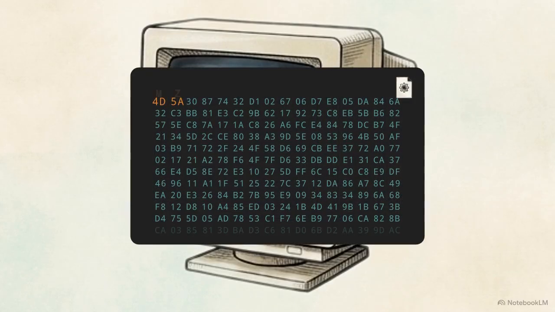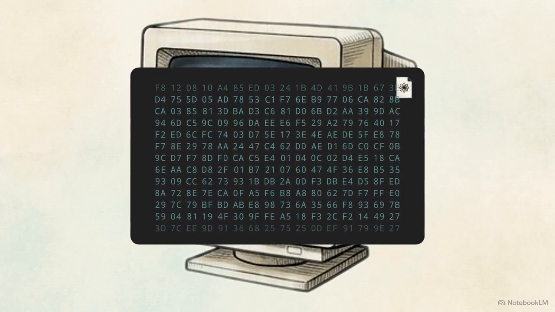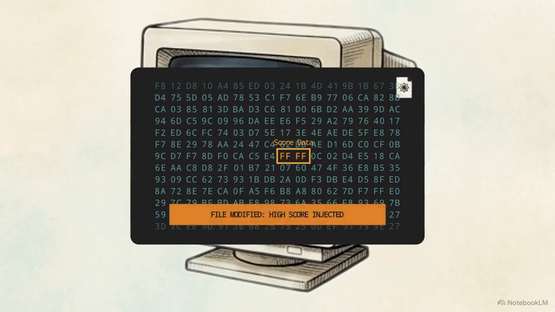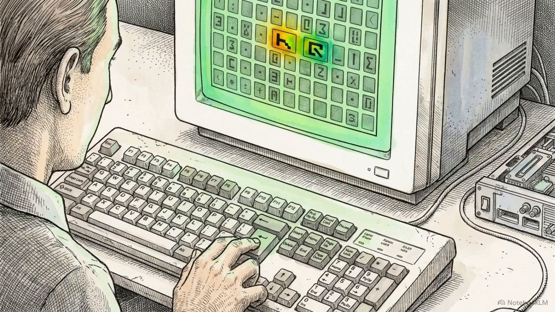Every executable file started with MZ, the initials of a key MS-DOS architect. Users realized they could locate high score data buried here, manually overwriting those values to inject their own high scores. Overwriting the hex values changed the game's output instantly. It proved that software is simply raw data that responds to whoever controls the code.